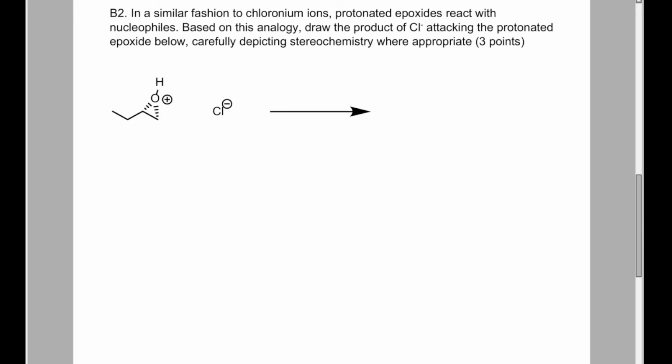Bonus question 2. In a similar fashion to chloronium ions, protonated epoxides react with nucleophiles. Based on this analogy, draw the product of Cl- attacking the protonated epoxide below, carefully depicting stereochemistry where appropriate. So, since we know that it's going to act similar to chloronium ions, we can predict this mechanism. And in this case, this chloride ion can attack either this carbon or this carbon to break one of these dashed bonds to the oxygen.